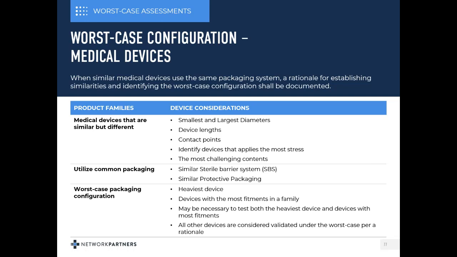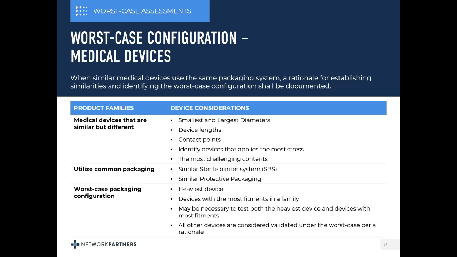Worst case configuration for medical devices. So this one's strictly going to focus on the med device. What do we want to do, right? So here, medical devices that are similar but different. That could mean same product family. Let's say you have a catheter, there are 4 different sizes, 23 to 29 millimeter. Slight differences, smallest to largest diameters. Device lengths could be different based on the diameter. Even the contact points, there could be more or less contact points in relation to the sterile barrier system.